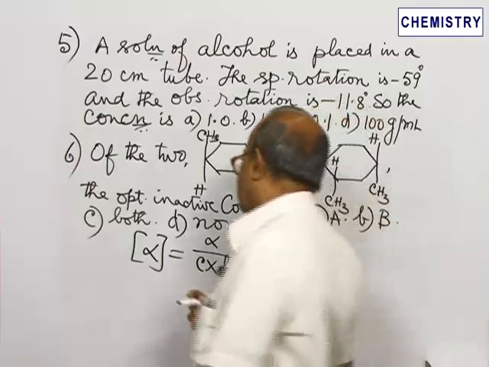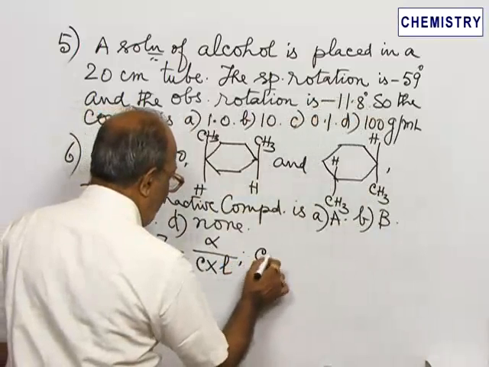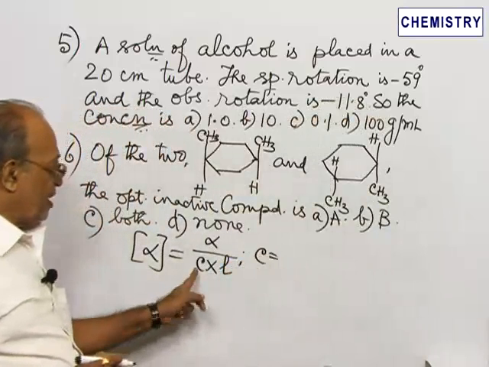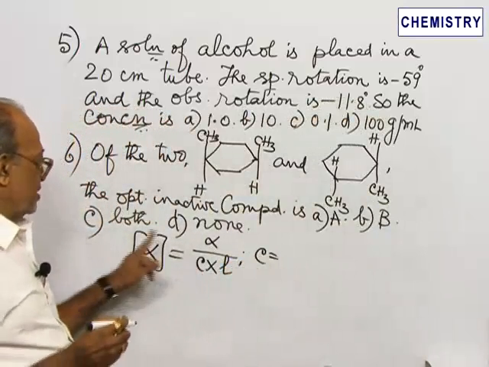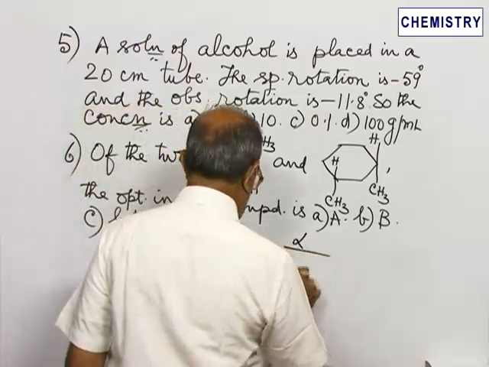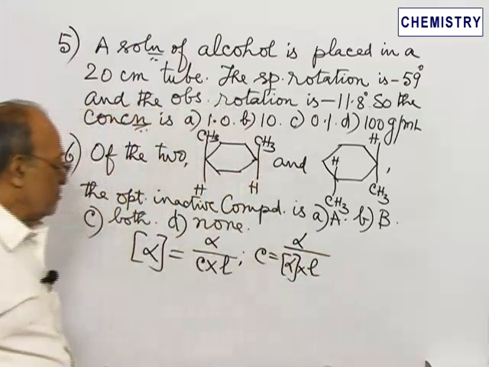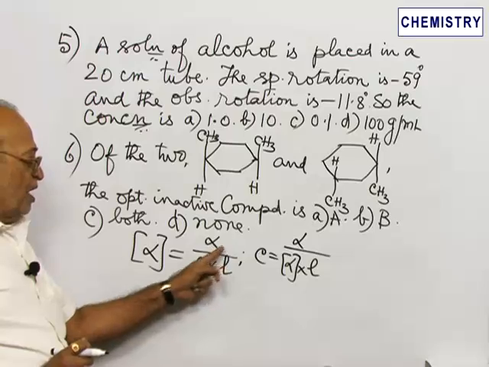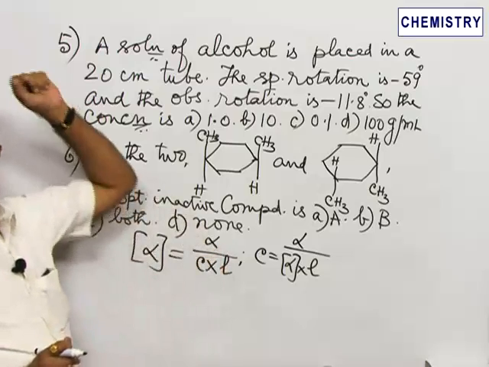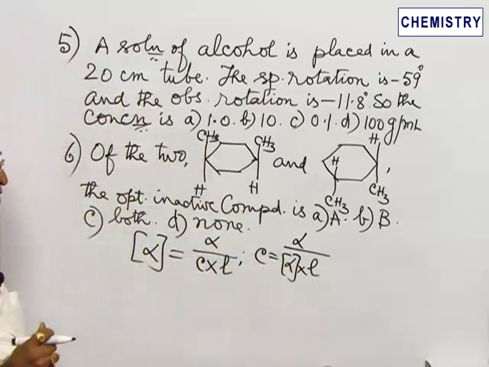Now let us rearrange this equation. We want a value for concentration, so I take this to the left hand side. So this equation becomes C is equal to alpha divided by specific rotation into L, the length of the tube.